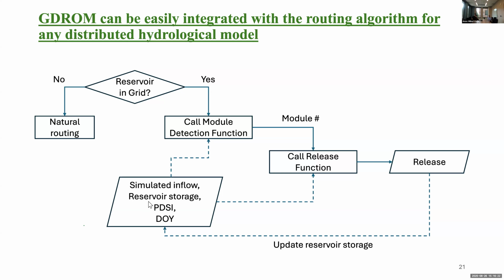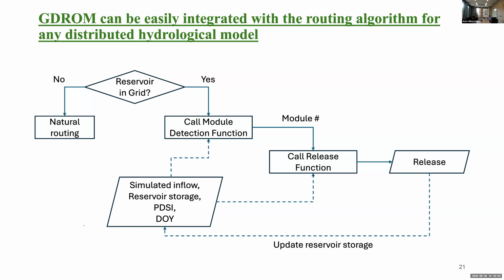So if you're running the model with modeled storage, GDROM provides the release and we update the storage, and we only need the initial storage over here, and then the module detection function will take the updated storage over time. Or if you're assimilating the storage, then we can provide a series of the observed storage values in the module detection function. And the output of this module detection function gives us a module number. And that module number corresponds to a different set of rules.